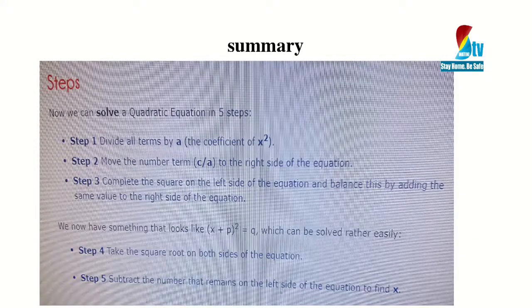In summary, this is the summary of the steps that you can use when completing the square. They are just basically 5 steps. So when completing a square, we want to get to this situation where we have a square of a binomial on the left hand side equals a constant, which can then be solved easily.